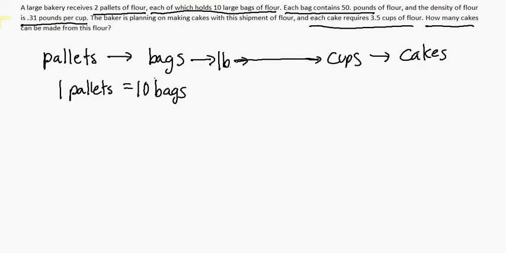Working forward, we want something with bags and pounds. So some number of bags equals some number of pounds. Each bag contains 50 pounds of flour, so this is one bag equals 50 pounds.